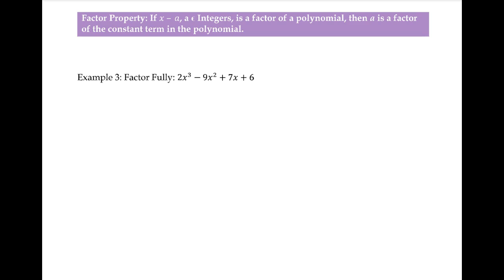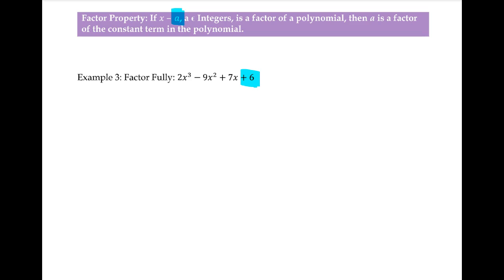So finally, the factor property, which is our third property and our last piece of this lesson, states that if our binomial, when a is an integer, is a factor of a polynomial, then a is a factor of the constant term in the polynomial. So basically what that's saying is that for whatever binomial you're factoring out, the number at the end of that binomial needs to be a factor of the constant term at the end of your polynomial. Okay, so a needs to be a factor of 6.